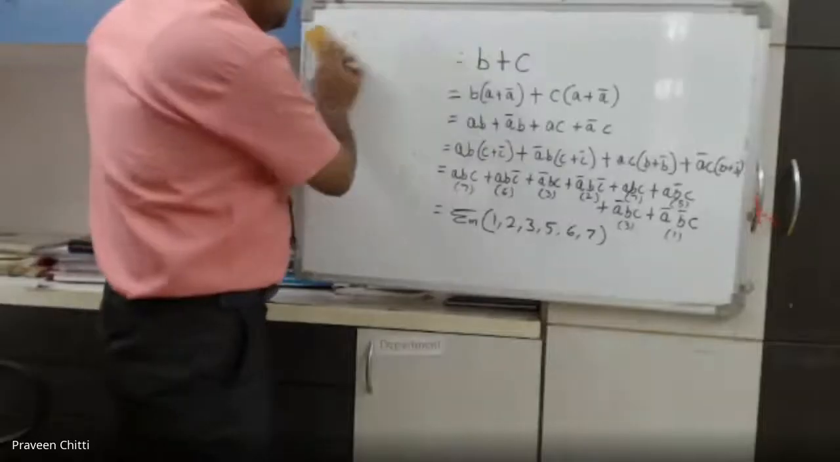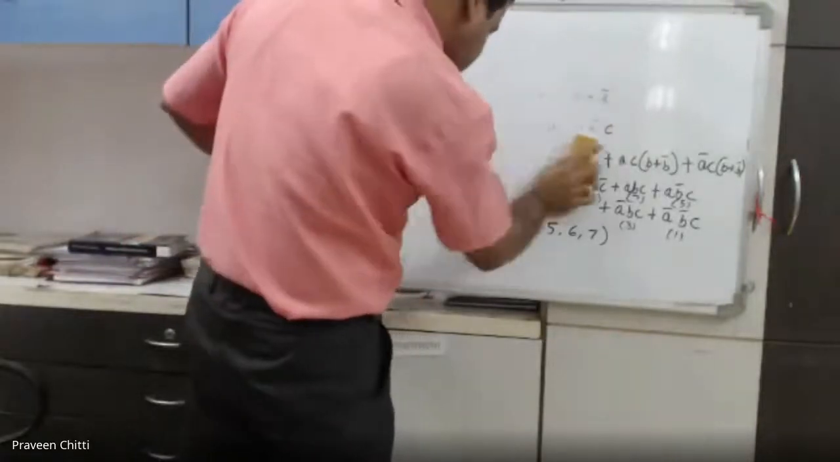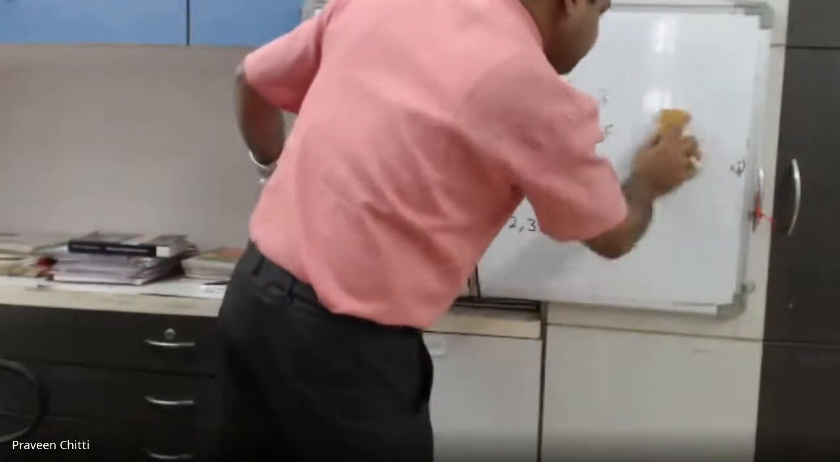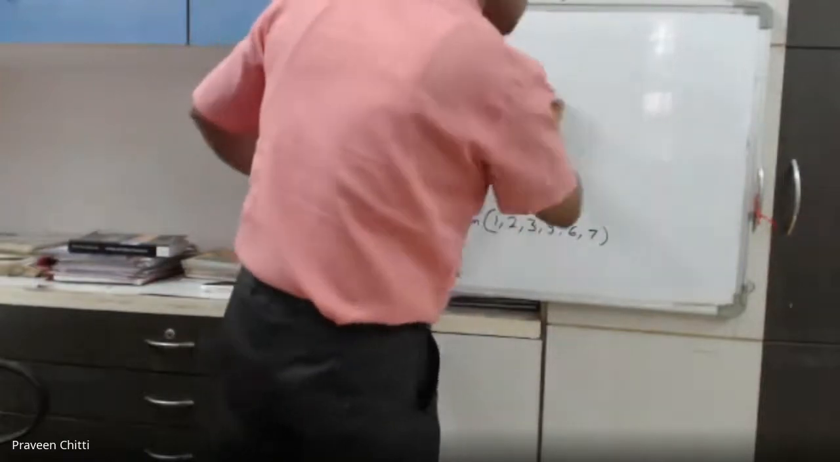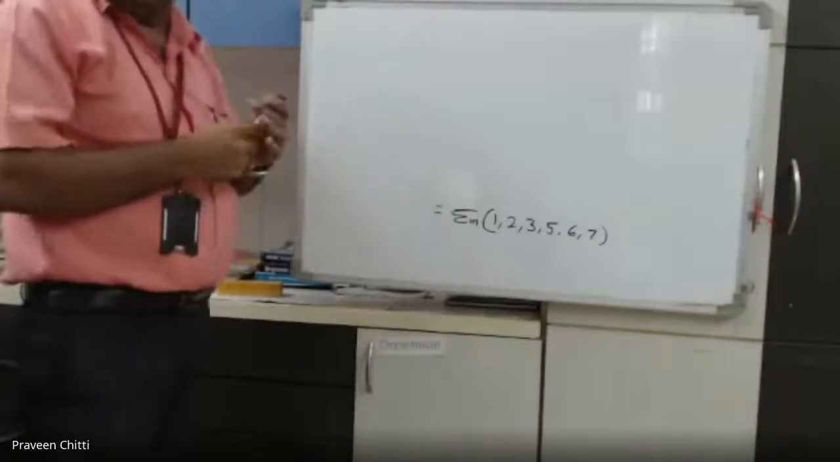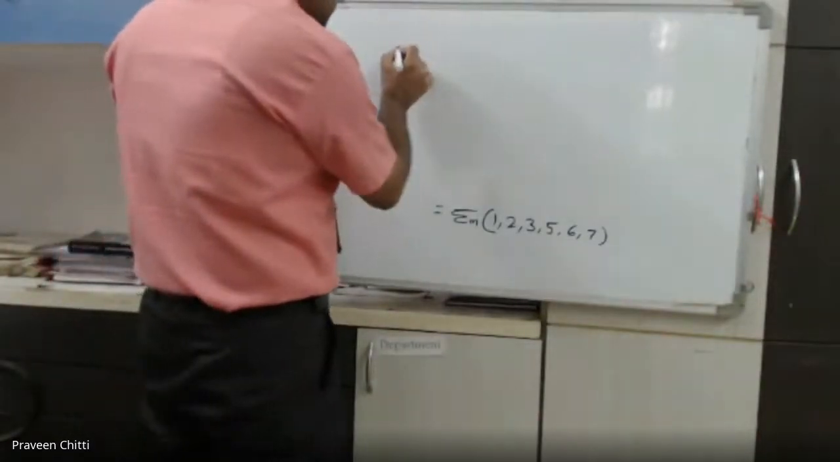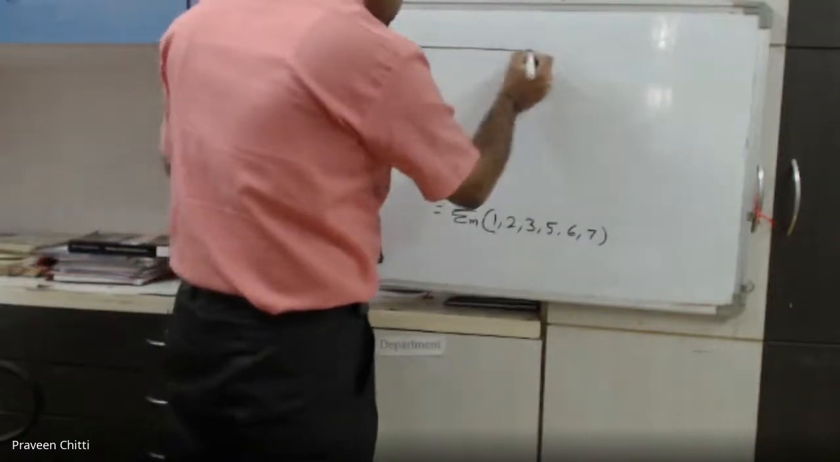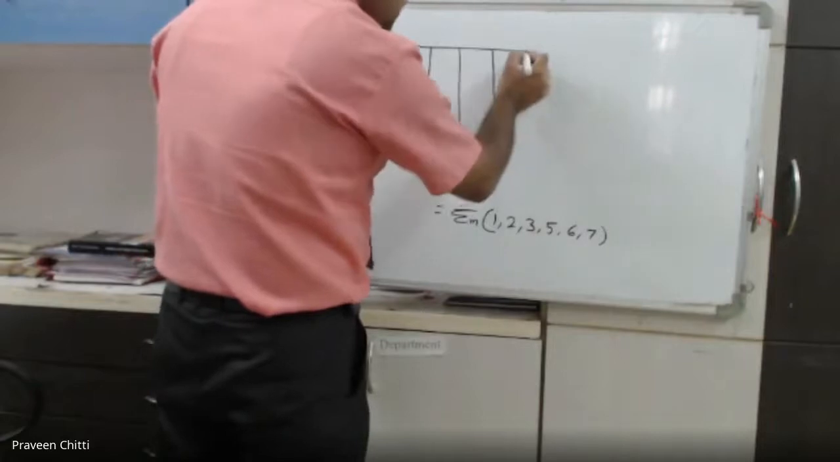So next step is what? I have got the canonical SOP expression. What do I need to do next? Next, I have to construct the K-map for this. So, how many variable K-map do I need to construct? 3 variable K-map.